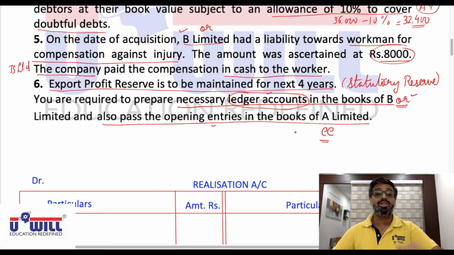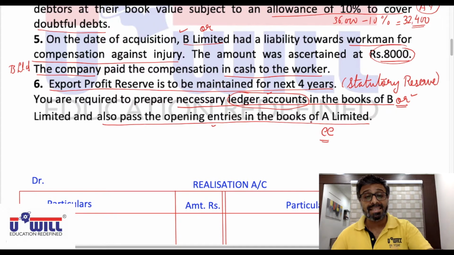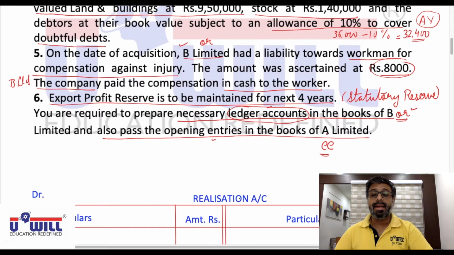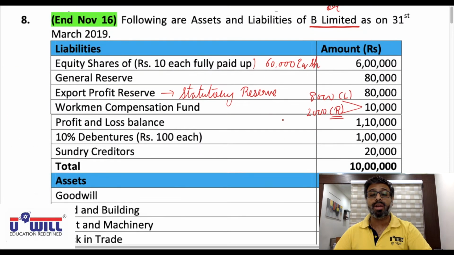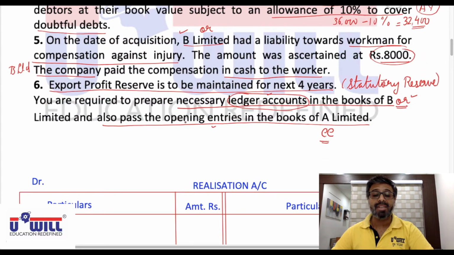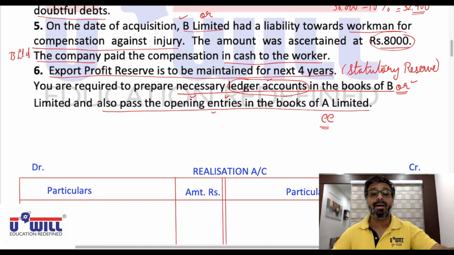And they cannot ask for the balance sheet either, because for asking the balance sheet of A Limited, the existing balance sheet of the existing company A Limited should be given to you first. Then only can we combine these figures and make a new balance sheet. Here A Limited's balance sheet is not given, only B Limited's balance sheet is given. Therefore in the books of A Limited they have asked you only journal entries. But in the books of B Limited, there were ledger accounts also. And in this question, don't even try with the balance sheet of A Limited.